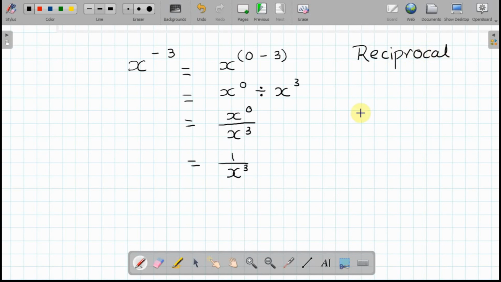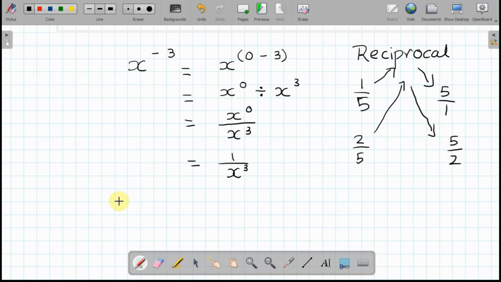Okay, so here are some examples. The reciprocal of 1 over 5 would be 5 over 1. That is the fraction flipped over. For 2 over 5, the reciprocal would be 5 over 2. So when dealing with a negative power, this here is the reasoning behind it, okay? But it's a very lengthy working out. It's the reasoning behind it though.